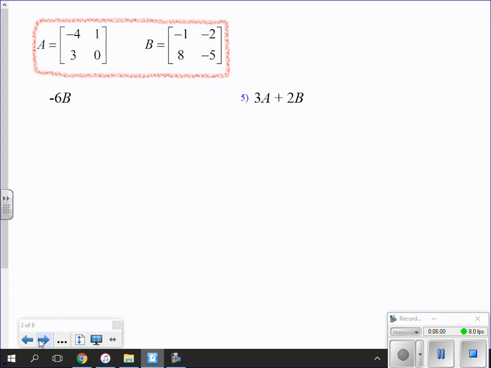Negative 6 times every part of b. So negative 6b would give me 6, and negative 48, and 12, and 30.